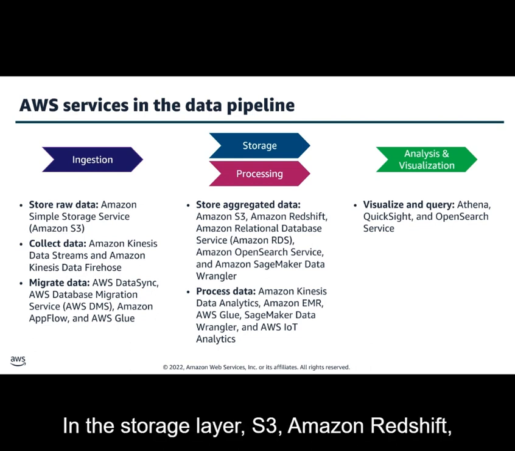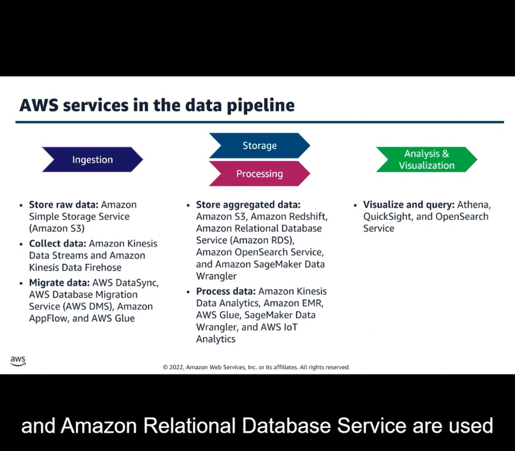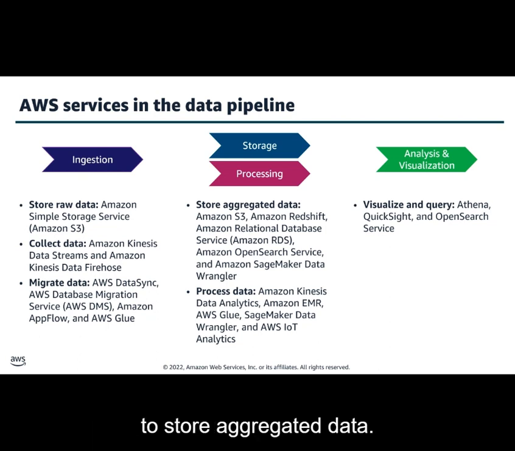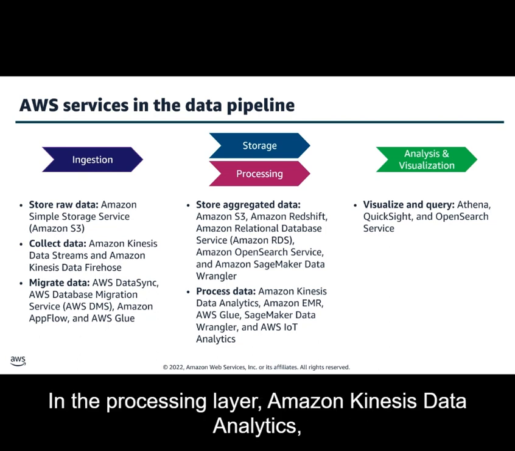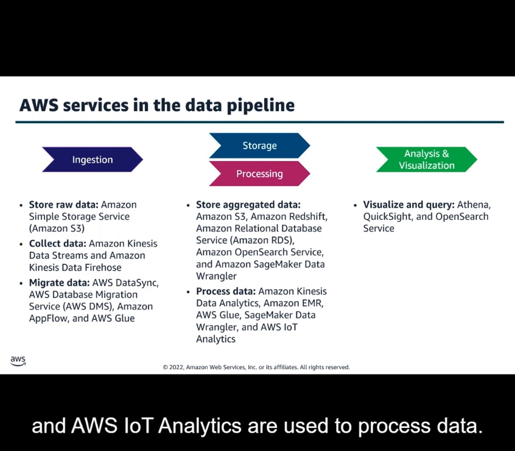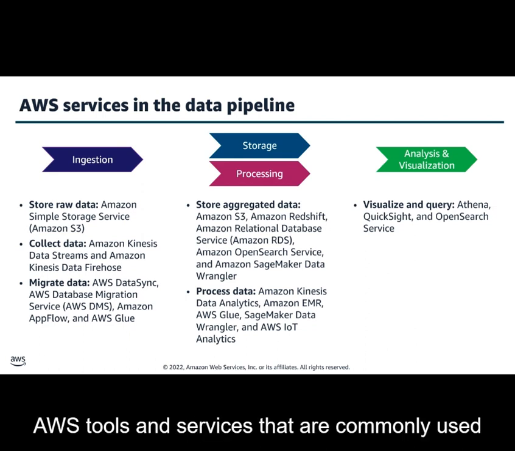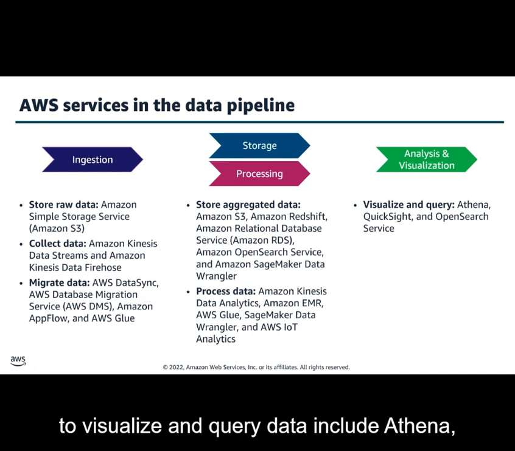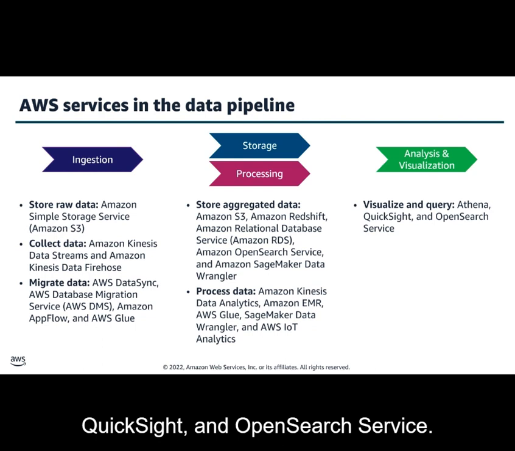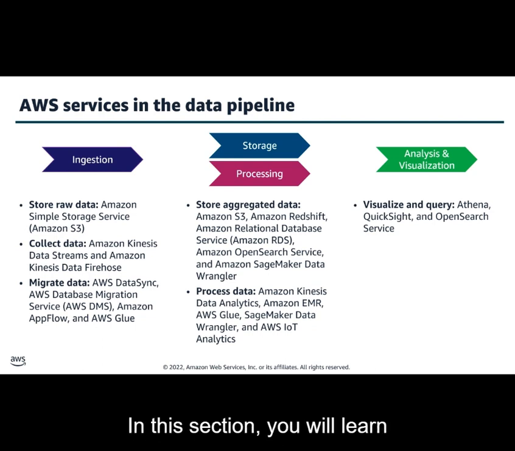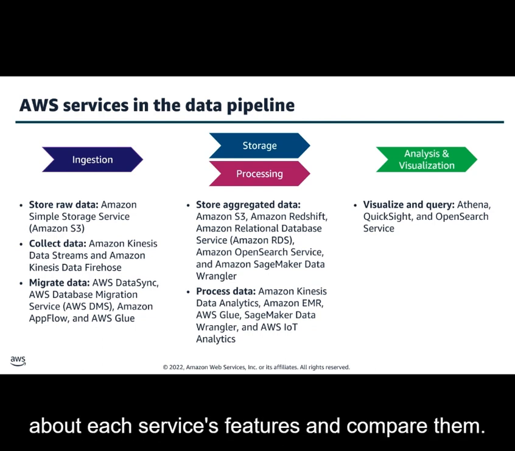In the storage layer, S3, Amazon Redshift, and Amazon Relational Database Service are used to store aggregated data. In the processing layer, Amazon Kinesis Data Analytics and AWS IoT Analytics are used to process data. AWS tools and services that are commonly used to visualize and query data include Athena, QuickSight, and OpenSearch Service. In this section, you will learn about each service's features and compare them.